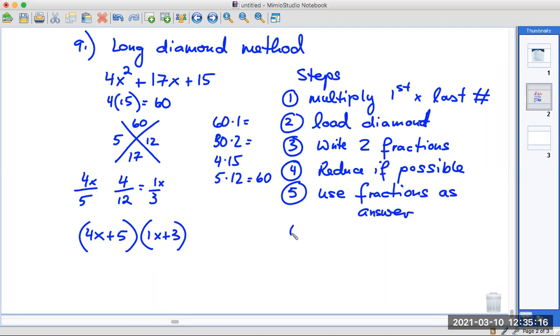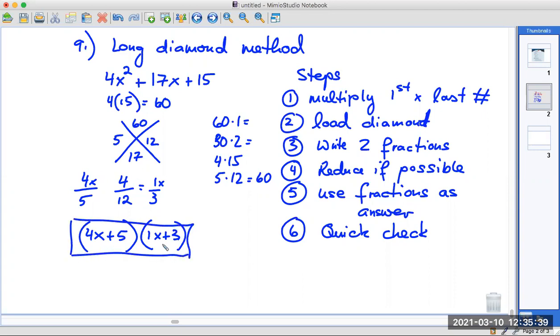And then your last step, you want to do a quick check. And I always multiply first times last. So 4x times 1x is 4x squared. 5 times 3 is 15. And usually if that matches, you're okay. So there's our factored form of this.